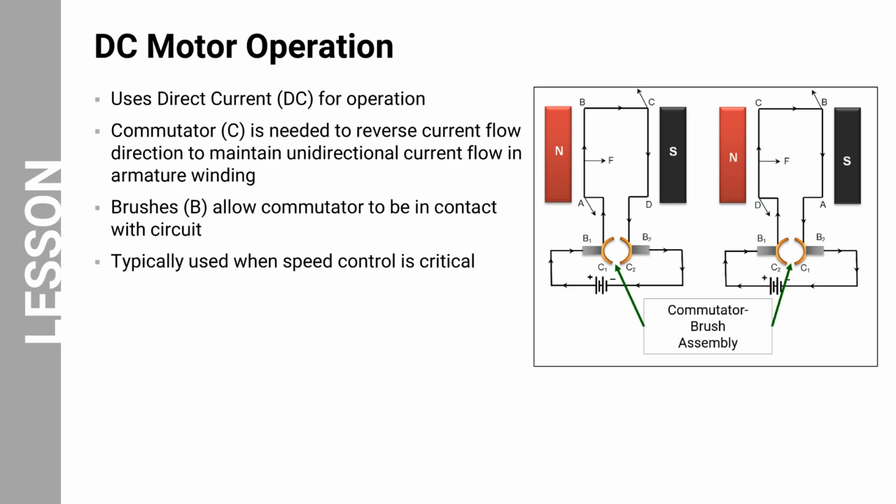This is achieved through the commutator, which, in conjunction with the brushes, reverses the current flow in the armature windings as the rotor rotates. This continuous switching of the armature's magnetic field polarity ensures that the rotor constantly seeks alignment with the stator's field, driving continuous rotation. The ease of speed control in DC motors stems from the ability to regulate the strength of the magnetic field in the rotor by simply adjusting the current flowing through it.